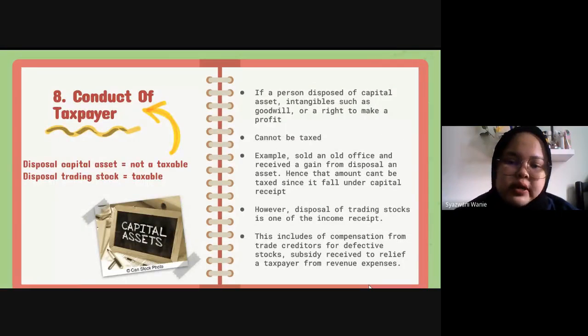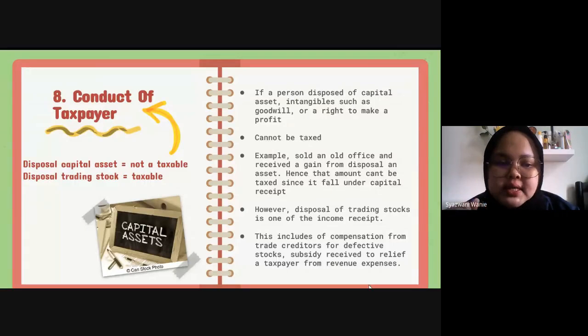The next point is about the conduct of taxpayer. Basically, conduct of taxpayers will be divided into two, which are when they dispose of capital asset and also when they dispose of trading stock. If a person disposes of capital asset or intangible assets such as goodwill, or a right to make a profit, it falls under capital receipt. Hence, it cannot be taxed at the end of the year.